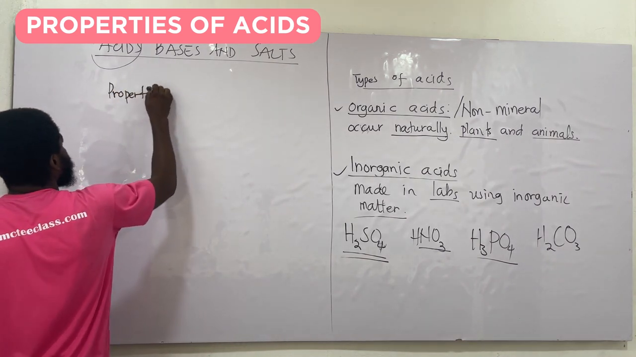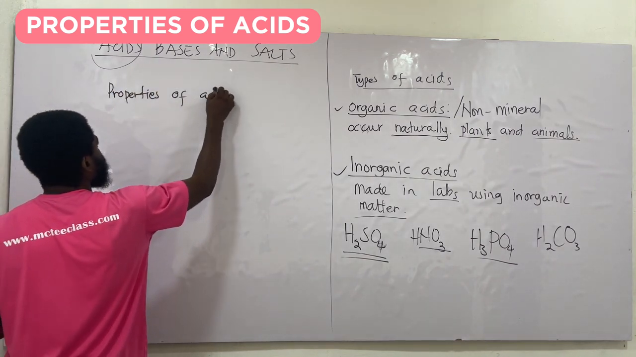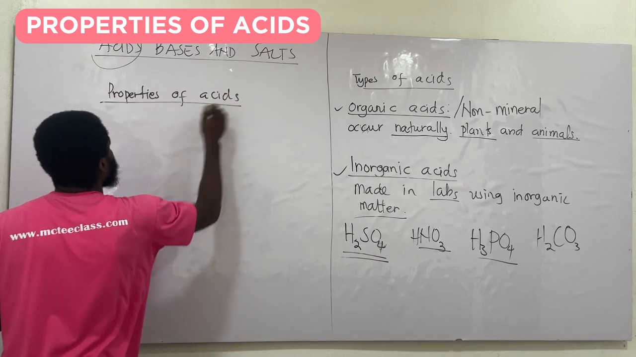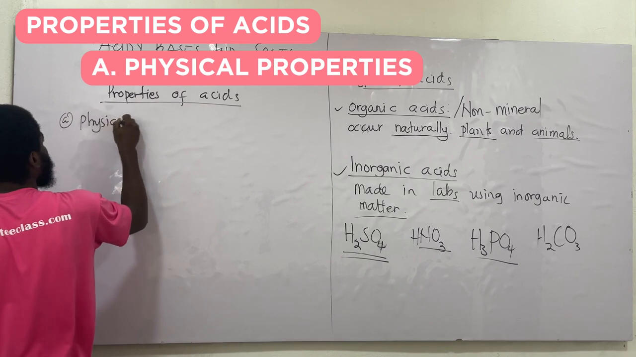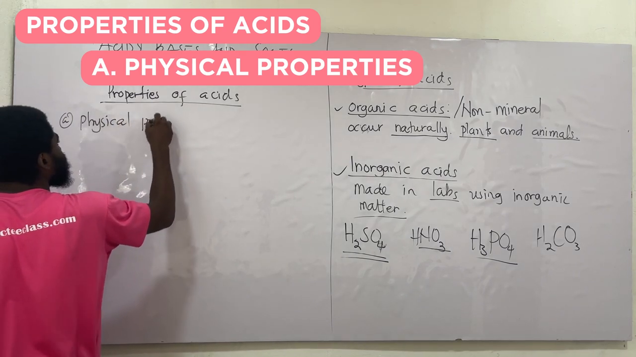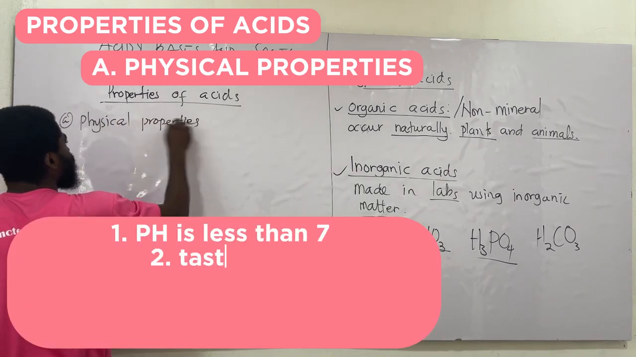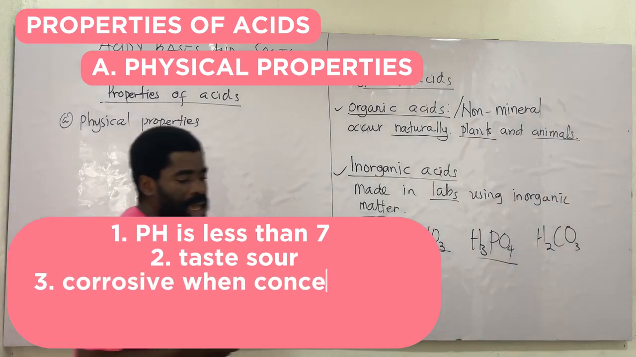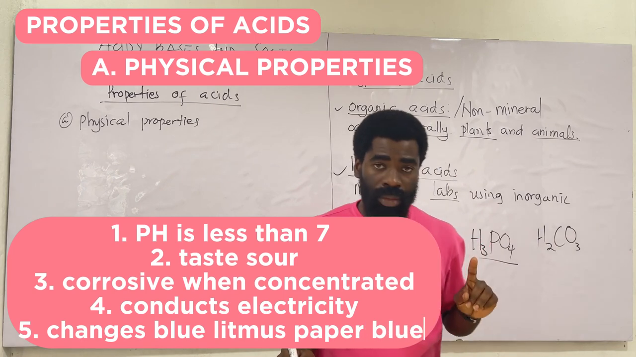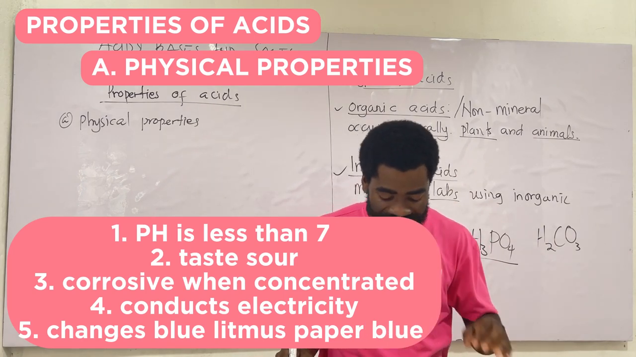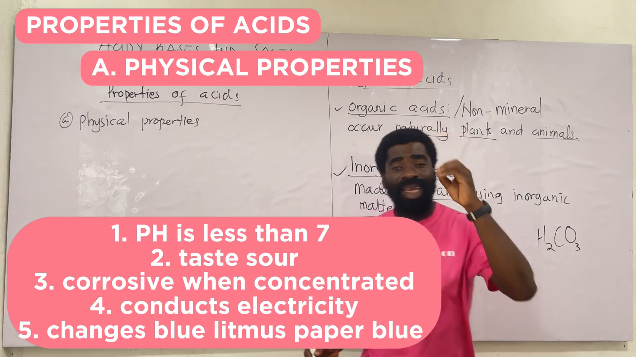Properties of acids. We have the physical properties, then we also have chemical properties. So let's look at some of the physical properties. One is that acids have a sour taste.